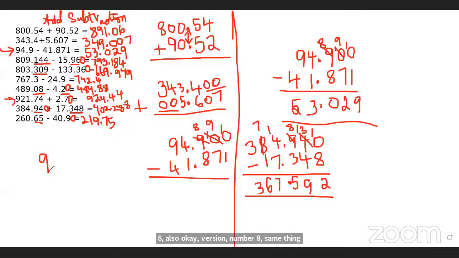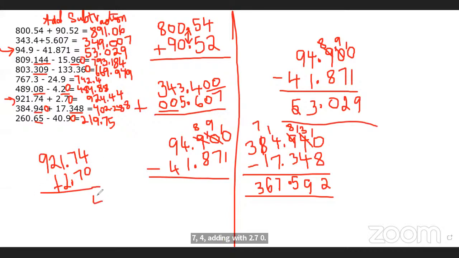Question number 8. Same thing. So 921.74. I'm adding with 2.70. So when I add with 2.70, then 4 plus 0 is 4. Okay. And this is a 4 and 1, 2, 3, 4, 2, and 9.